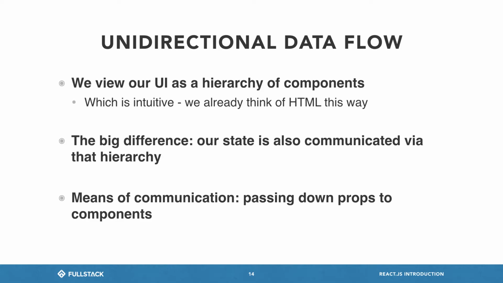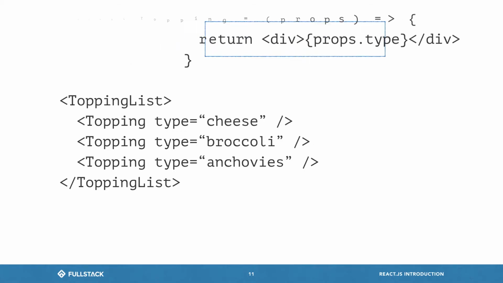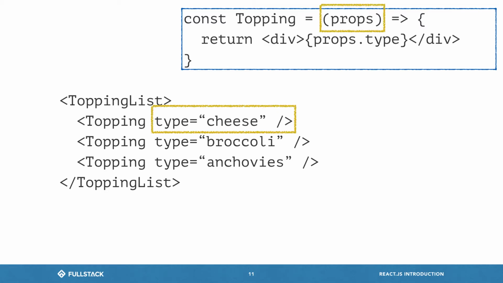Like back in topping list, topping list is a parent and it has 3 topping components as children. Topping list is the only place that I'm actually seeing and using these topping components, and so it's only from topping list that I can give each of these a type. I cannot, from inside topping, give a prop to topping list, not unless I'm rendering topping list within the render method of topping. That data always flows down.